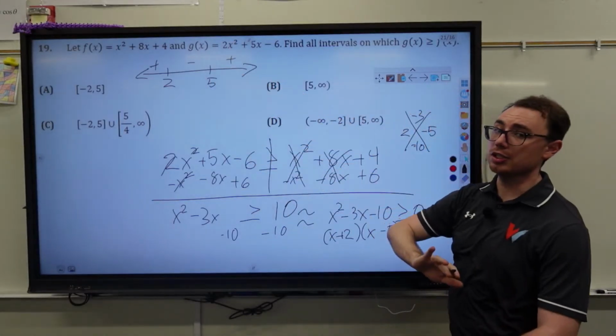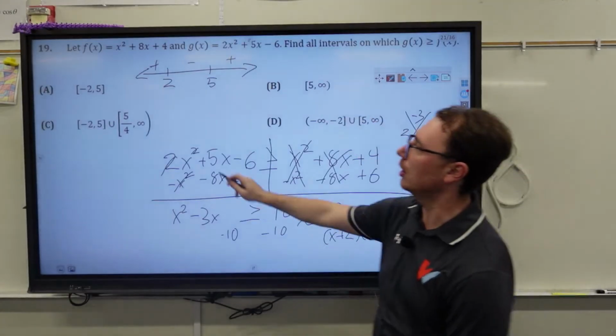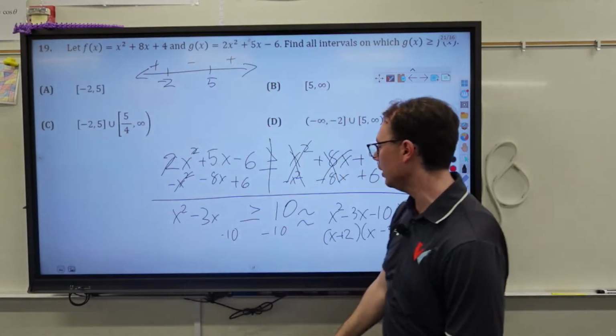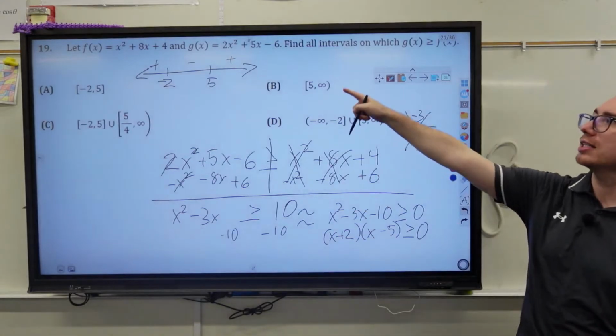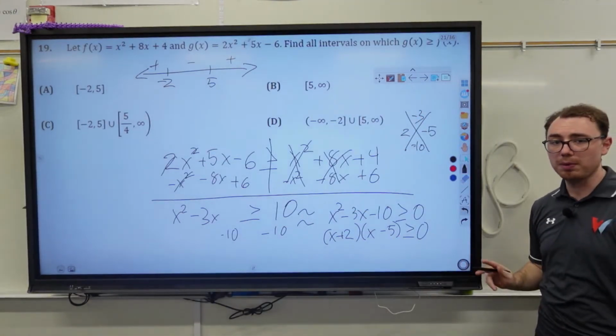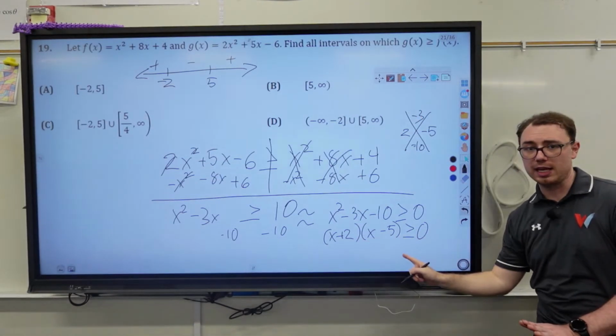Luckily, our number line doesn't change. If we have a negative value here like -10 or -3, plugged into these values, we'd still get a positive. Anything greater than 5 is also going to be positive here. So I just really quickly fixed that mistake.